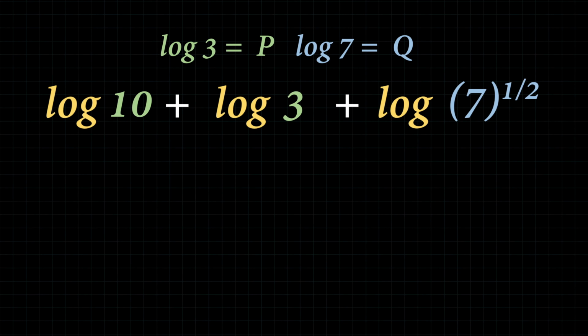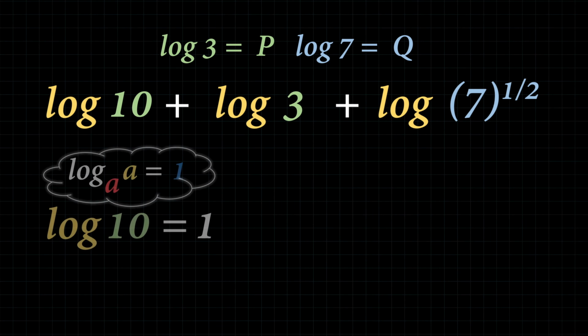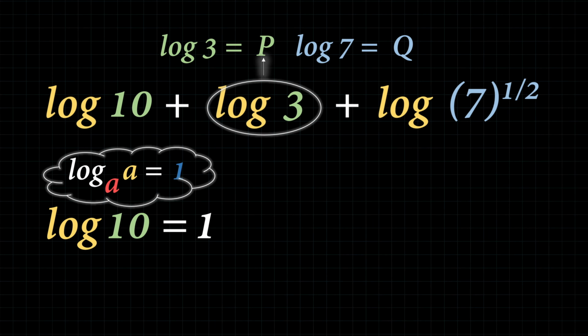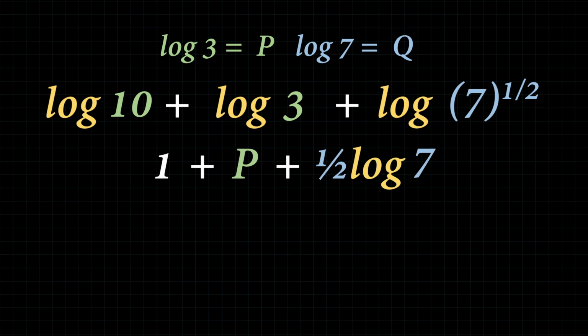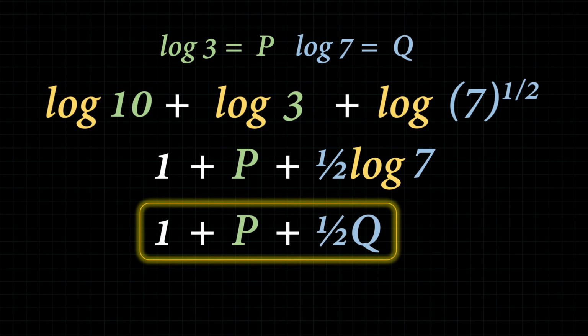We're almost there. At this point, we should look at log 10 and think, hold on a second, isn't the base and my argument the same? Which means log 10 is just 1. In terms of log 3, well, that's just p. And for log 7 to the power of a half, we can apply the power rule. So putting that all together, our expression looks like 1 plus p plus half log 7. And since log 7 is literally q, our final answer should be 1 plus p plus half q.